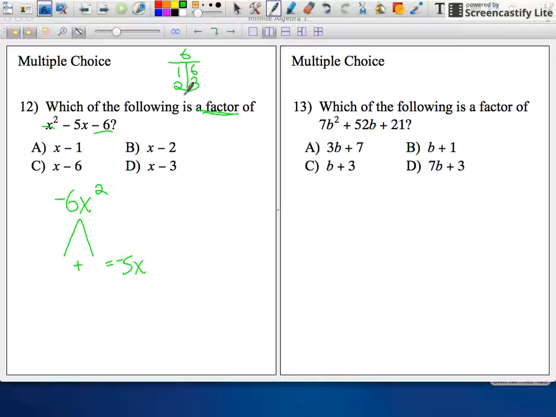So I start with the first one. I try 1x and 6x and I see if I can get it to work. Well, if I need these to add to be negative 5x, I've got to have a negative sign there. When I add them, I get negative 5x. When I multiply them, I get negative 6x squared.